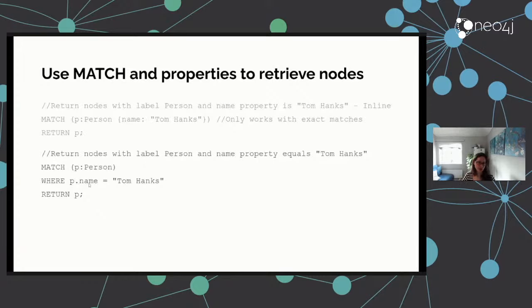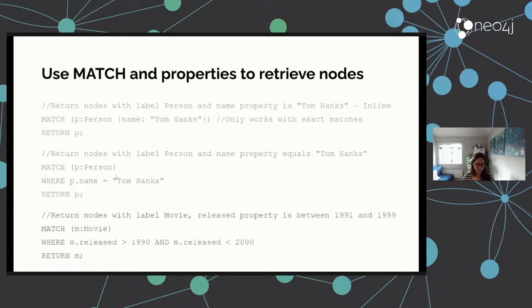And we use this dot notation. We're using our reference, and our reference here is called P. So where P dot name, this accesses the property, and we use this both for relationships and for nodes. So where the reference identifier dot the property equals whatever our property is, return P. That will return all of our nodes with the label of person and the property name of Tom Hanks.